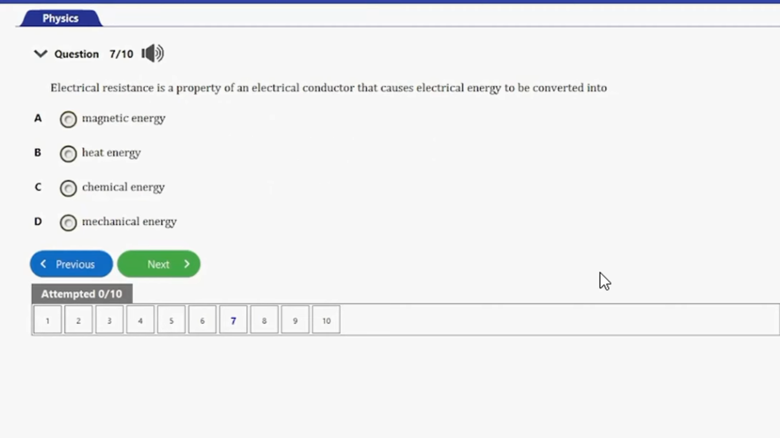So that's question number 7 here. This question says electric resistance is a property of an electrical conductor that causes electrical energy to be converted into A, magnetic energy, B, heat energy, C, chemical energy, D, mechanical energy. So guys, the answer to this question is option B, and that's heat energy. So let's go ahead and consider the next question.